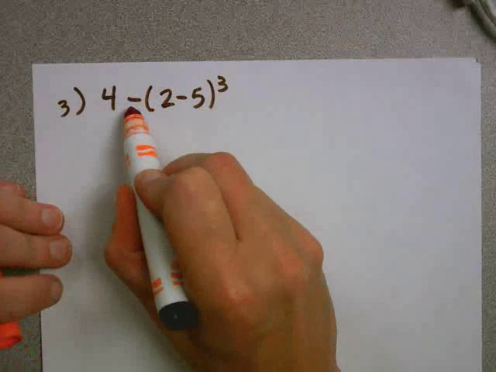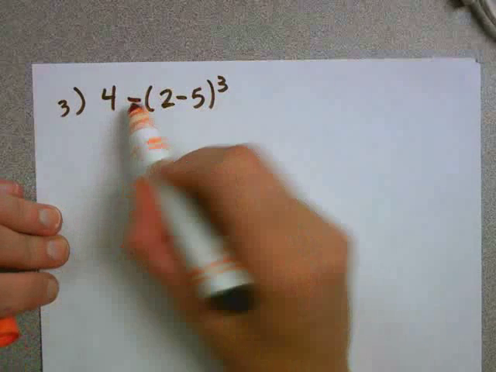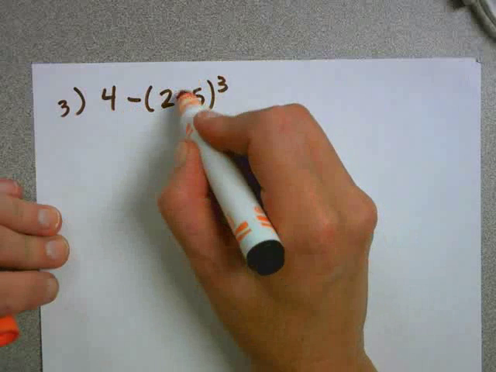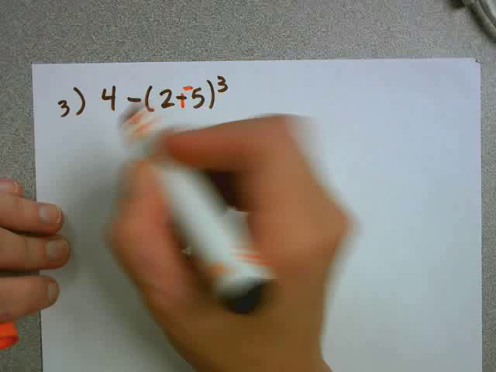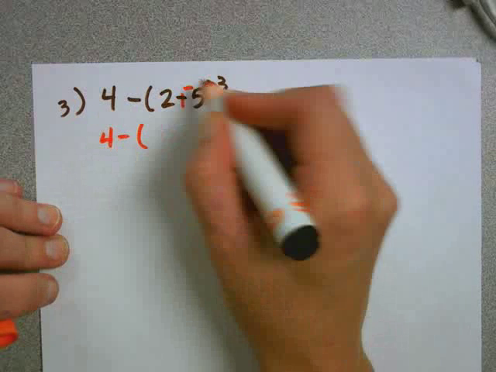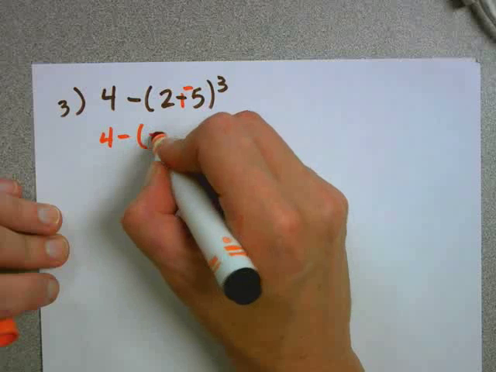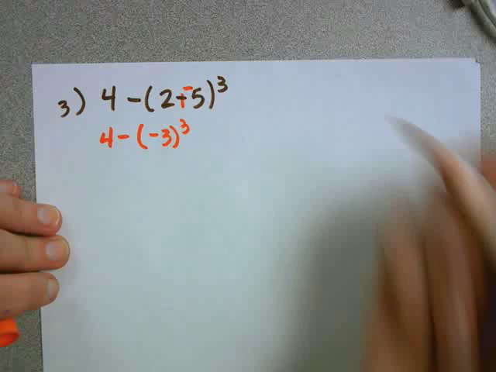Right here, this is probably causing you an issue. What do you do with this minus sign? I'm not going to worry about it right now. I'm going to show you what's going to happen here. I'm going to make that plus a negative. I have 4 minus 2 minus 5, or 2 plus negative 5 is negative 3 cubed.